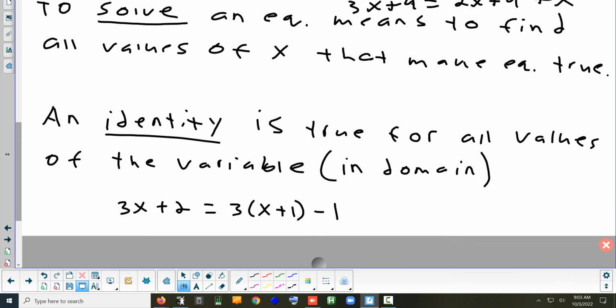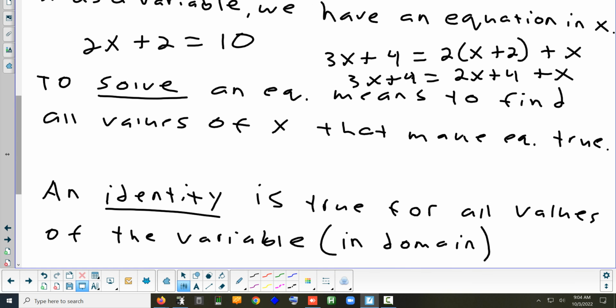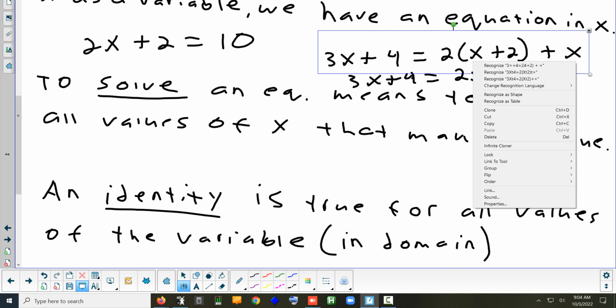Here's another example, similar but not quite the same. An identity is an equation that is true for every single number. It's not like this one where the only answer is 4. In this one, the answer is any number you can think of. 2, 6, 12, -8. It doesn't matter.